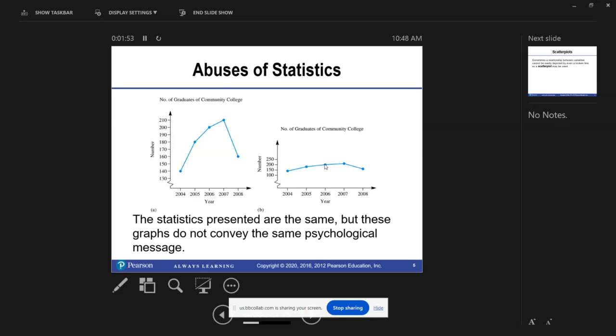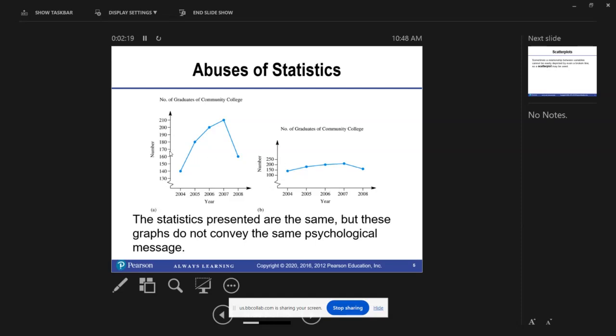Okay, so if we look at these two graphs here, these are both examples of line graphs. Both of them are showing the number of graduates of a community college. But they look like very, very different graphs, and they do not display the same psychological message. Can you see why?